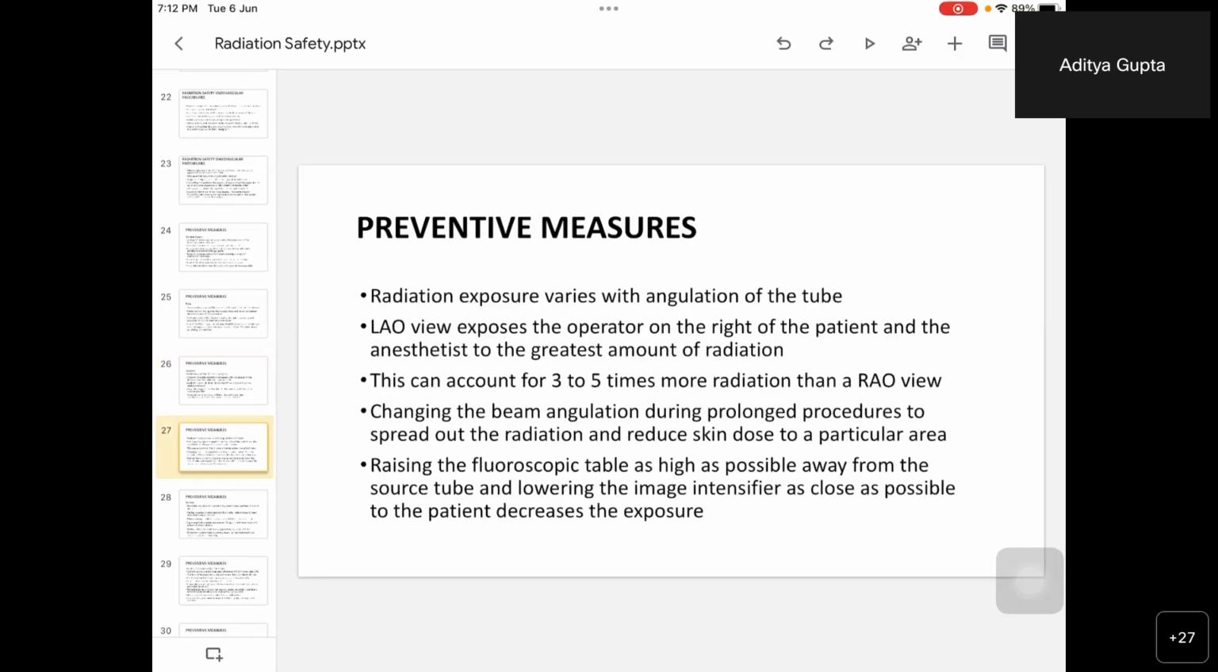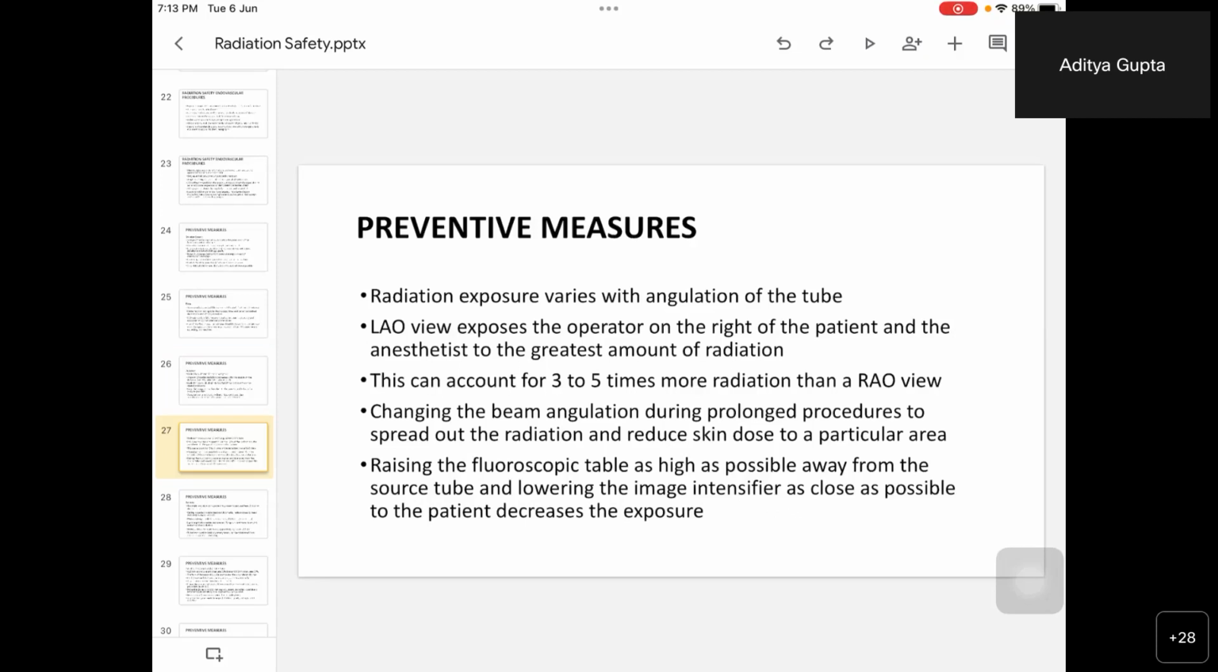Radiation exposure varies with the angulation of the tube as well. So the left anterior oblique view exposes the operator on the right side of the patient and the anesthetist to the greatest amount of radiation. This can account for around 3 to 5 times more radiation than a right anterior oblique view. We should keep on changing the beam angulation during prolonged procedures to spread out the radiation and reduce the skin dose to a particular area.